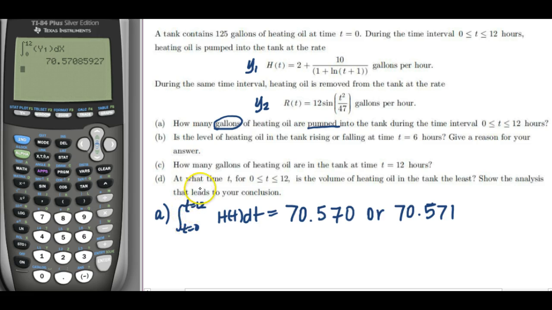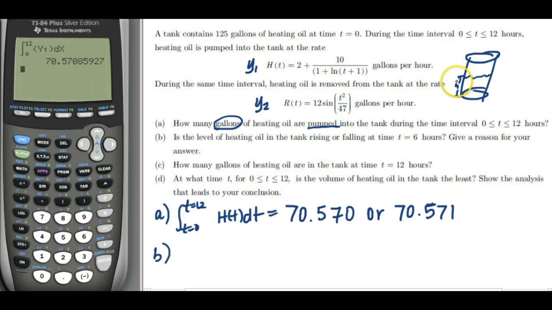Now, for part B, is the level of heating oil in the tank rising or falling at time t equals 6 hours? Give a reason for your answer. So we have this tank that's filled with oil. We don't know the shape, but let's just say it's like a cylindrical tank. It has 125 to begin with. At time 6, we're trying to figure out, is the level of the heating oil rising or falling? The level has a measurement, let's call it H.